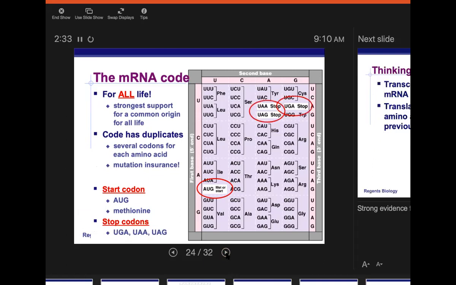And not only is it true for all life, but there are some repeats. Look at this right here: AUU, AUC, and AUA all correspond to the amino acid ILE, isoleucine. Now, keep in mind that the three letters for the amino acid are abbreviations. It's not the full name of the amino acid. Any questions on this page right now? You're going to get more practice with this, but just as a concept, are there any questions about this?